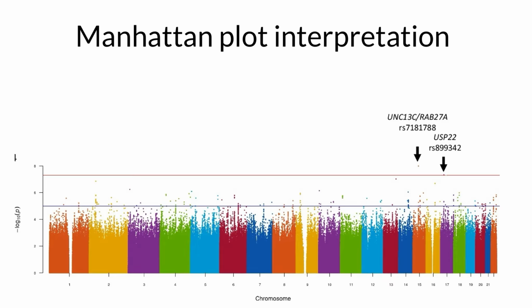As you see in this graph, the researcher has labeled the top hits with two pieces of information: the gene name and the RS ID. By the way, all these dots represent single nucleotide polymorphisms, or SNPs. RS stands for reference SNP number. As you see, we have one peak on chromosome 17, another peak on chromosome 15.